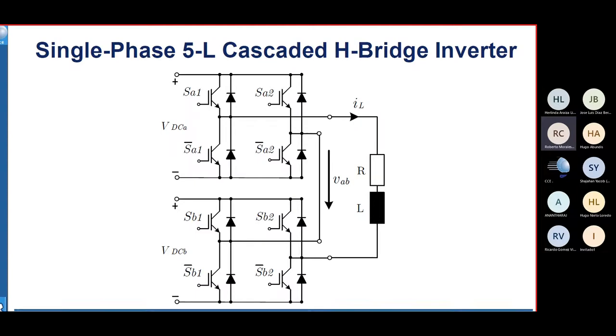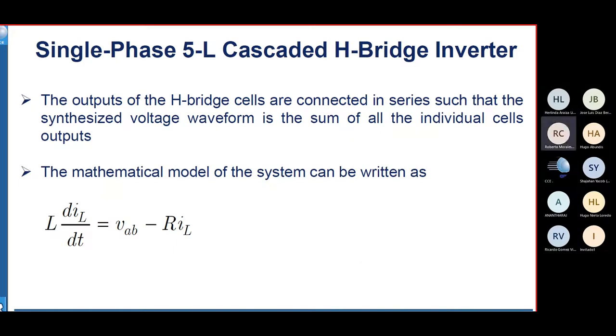This figure shows the topology of the single phase 5-level CHB inverter. It consists of two H-bridges, and each one is powered by an independent voltage source. In this case, VAB is the output voltage of the inverter. iL represents the current of the load, and R and L denote the resistive and inductive load. The outputs of the H-bridge cells are connected in series, such that the synthesized voltage waveform is the sum of the individual cells' outputs.